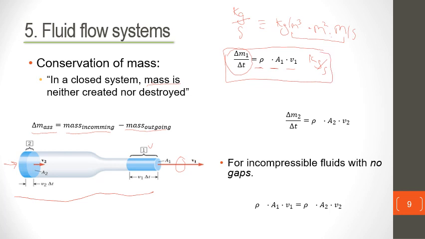So this equation is the outgoing mass flow rate, and similarly we can write an equation for the incoming mass flow rate at point number 2, where the change in mass with time is equal to the density, because the density of the fluid doesn't change. It's the same fluid that enters here that's also leaving here. The density is the same, times the cross-sectional area, which here is slightly bigger, times the velocity, which here should be slightly slower because the cross-sectional area is bigger.